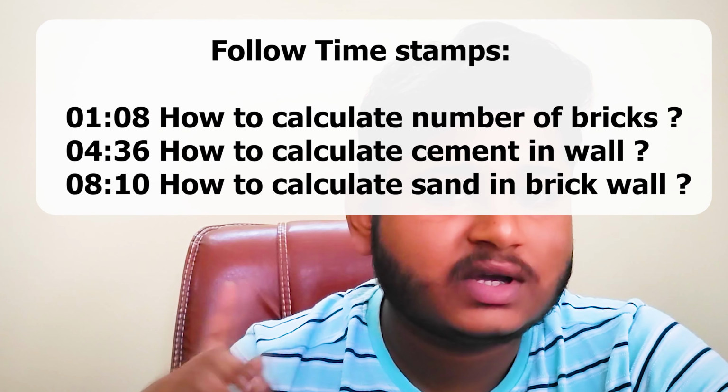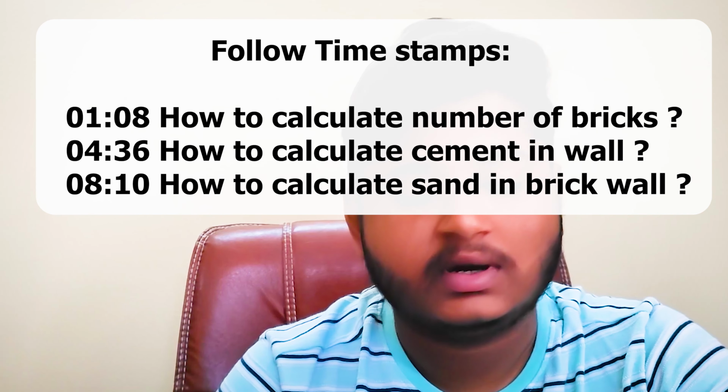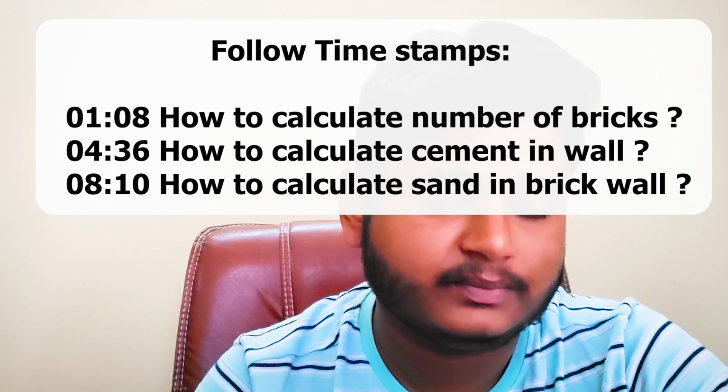For constructing any wall, you need to order bricks, sand, and cement. Without knowing how much quantity they require, you don't know how much to order. So for calculating cement and sand, first we need to find out how much quantity of brick is required for the construction. I will also give timestamps here so you can directly go to that specific section of the video and watch what you came for.